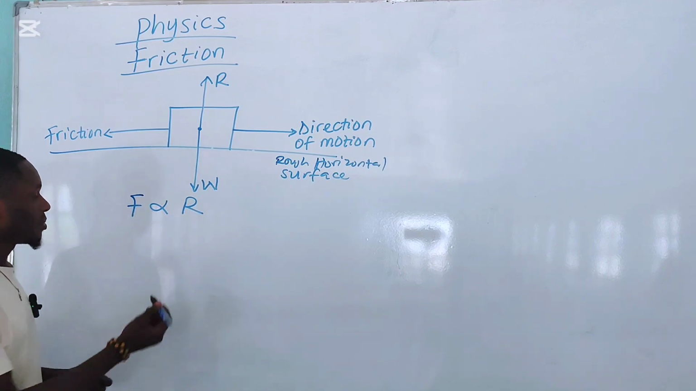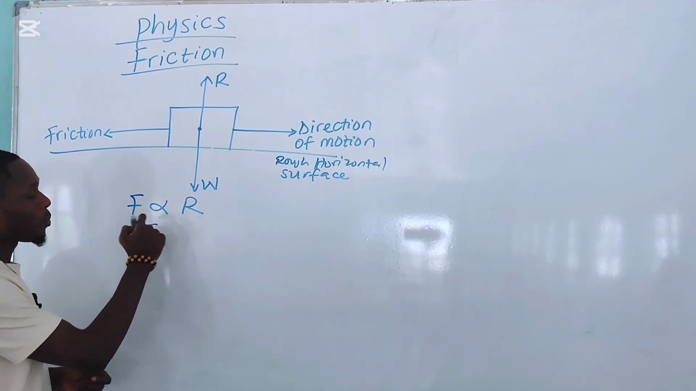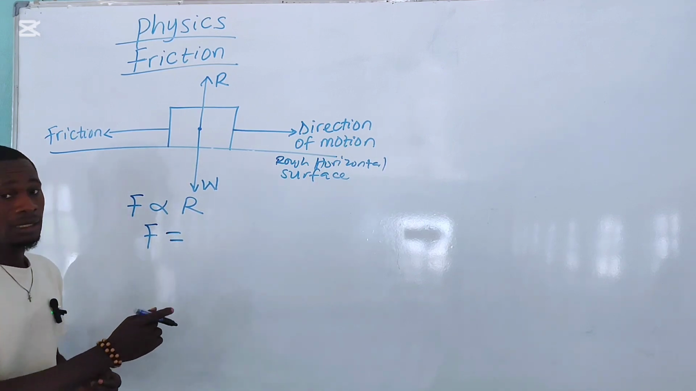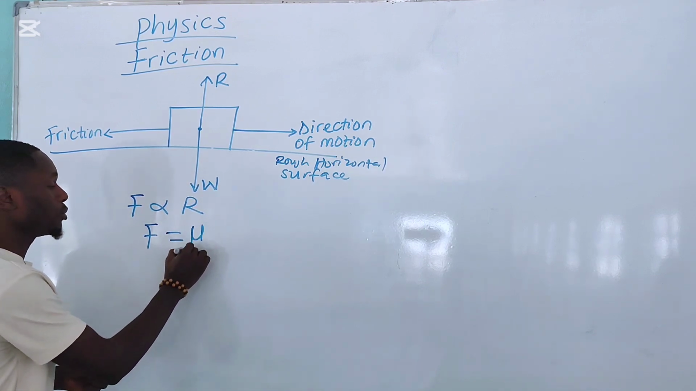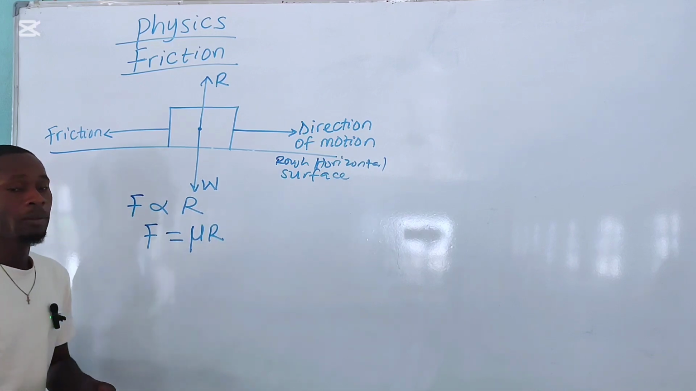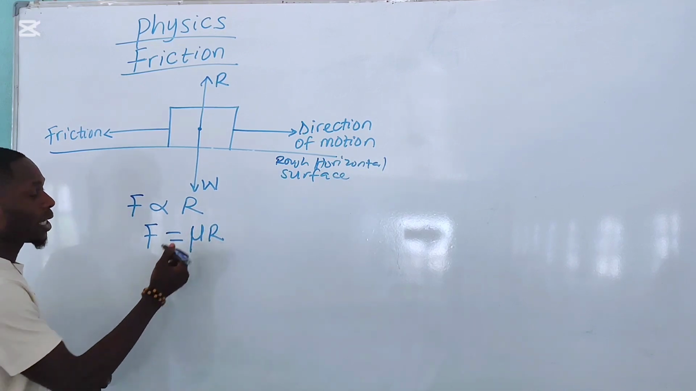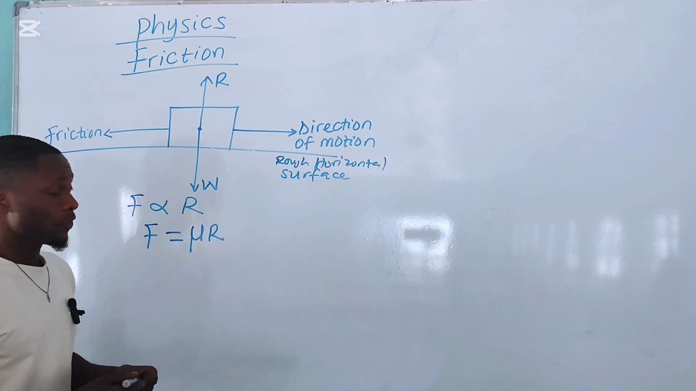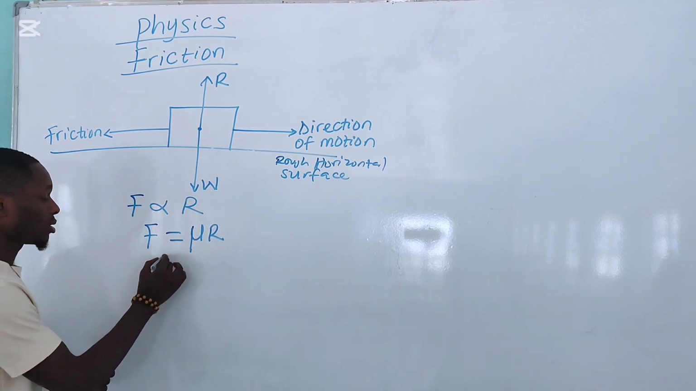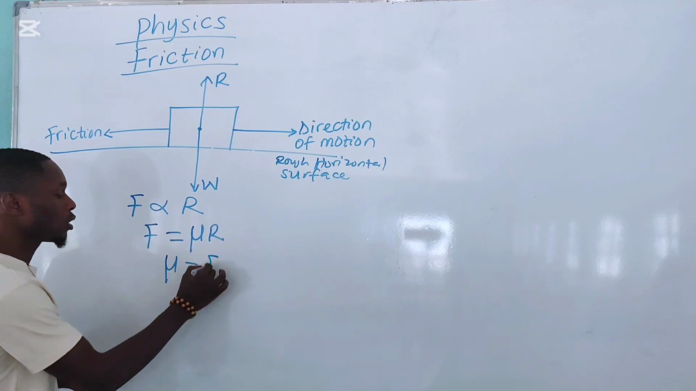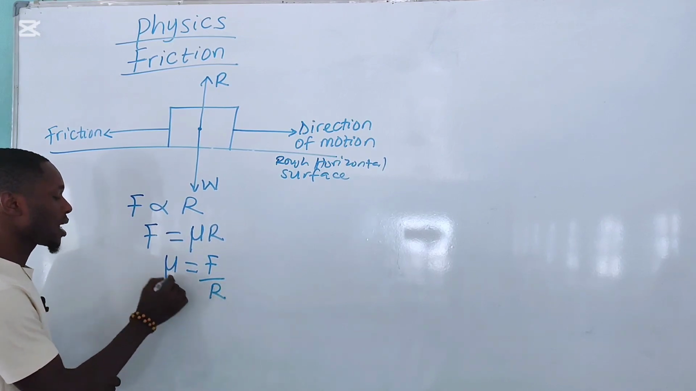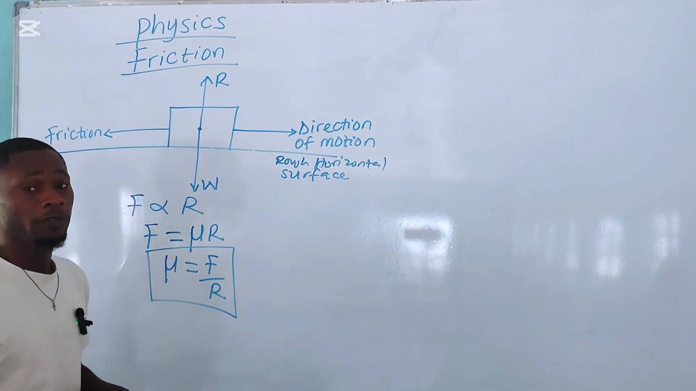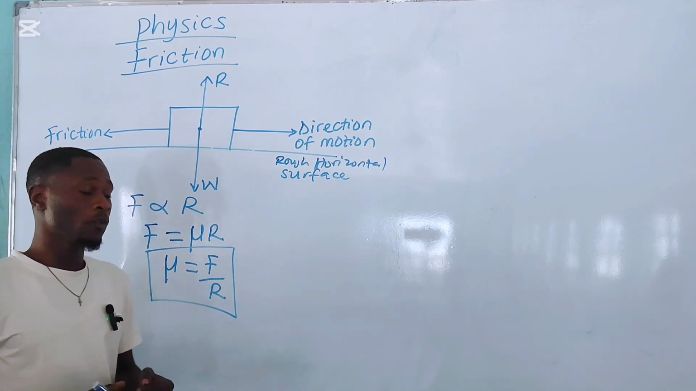From mathematics, we know that if your proportionality sign changes to an equality sign, you always have a constant. We call that constant mu, multiplied by R, where mu here is a constant of proportionality, which is called the coefficient of friction. So we make mu the subject of the formula. Mu will now be equal to the frictional force over the normal reaction. So this gives us an equation for the coefficient of friction.